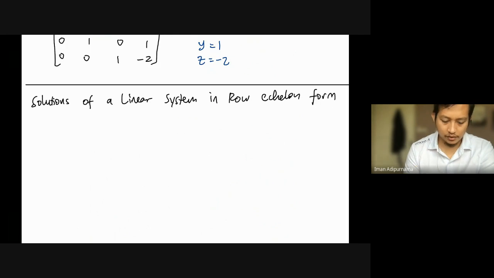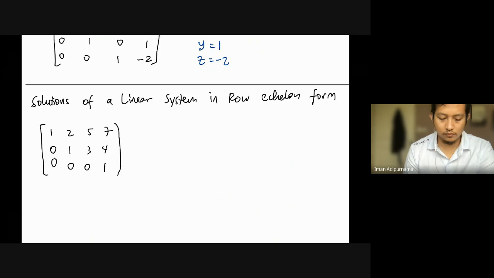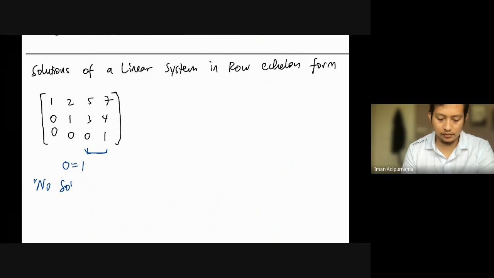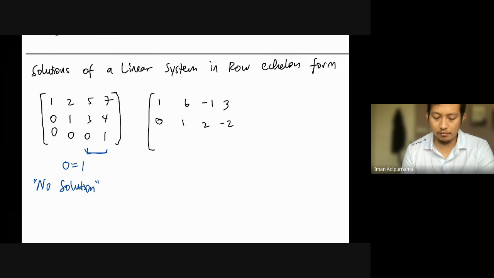Okay, I think I can just write the matrix 1, 0, 0. So this part says 0 equals 1. Okay. If this happens, we can conclude that there is no solution. This is just random equations.